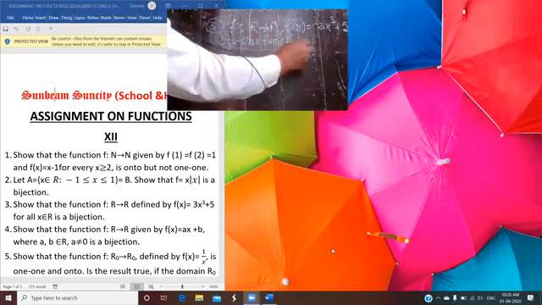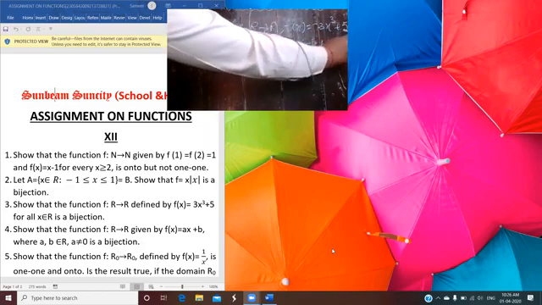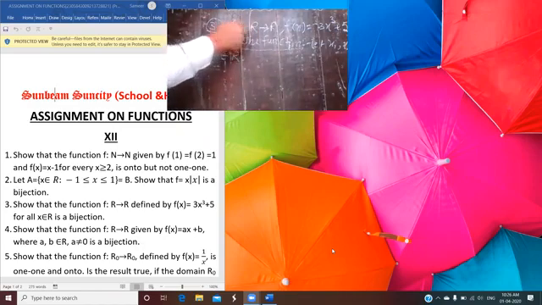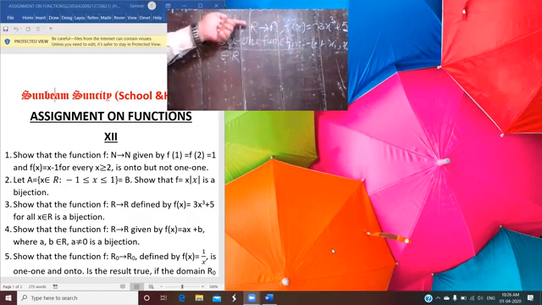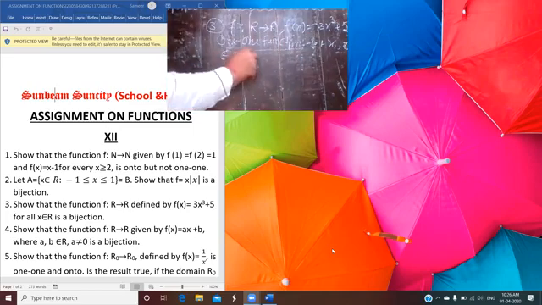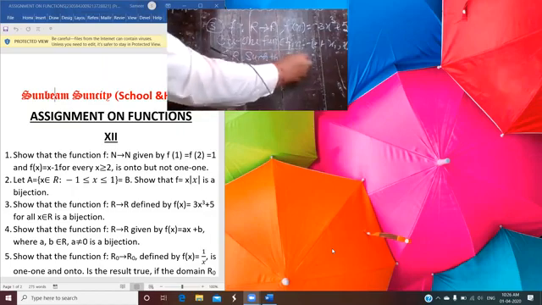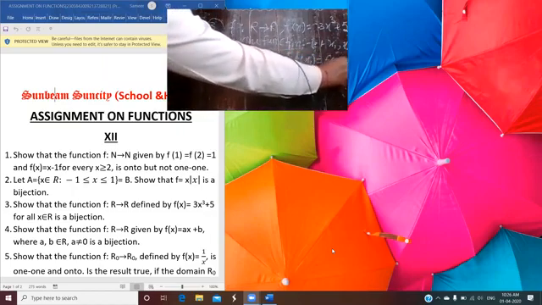Actually, the proving of a one-one function is easy. Let x1, x2 belong to R. That means this R is the domain. x1, x2 are always elements of the domain of the function. So x1, x2 belong to R such that f(x1) is equal to f(x2).